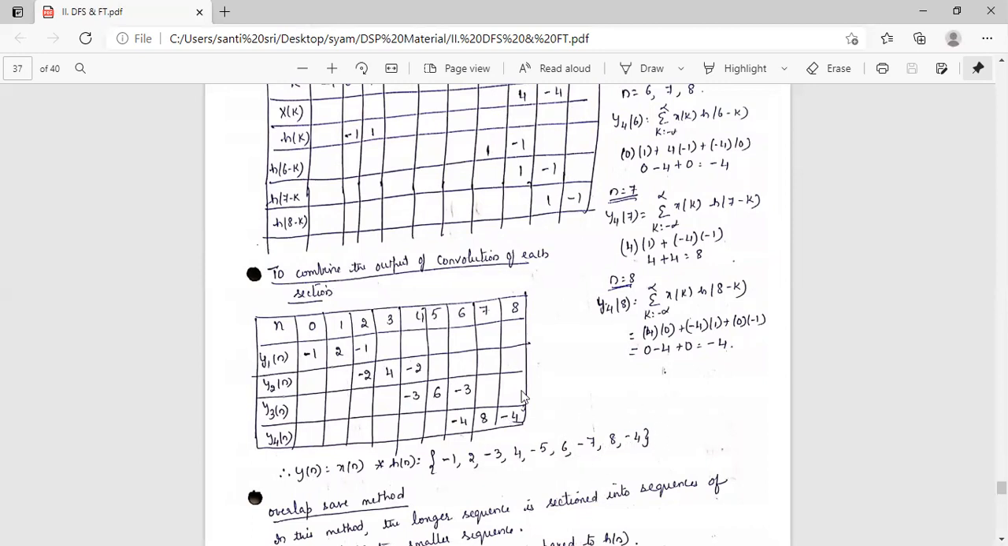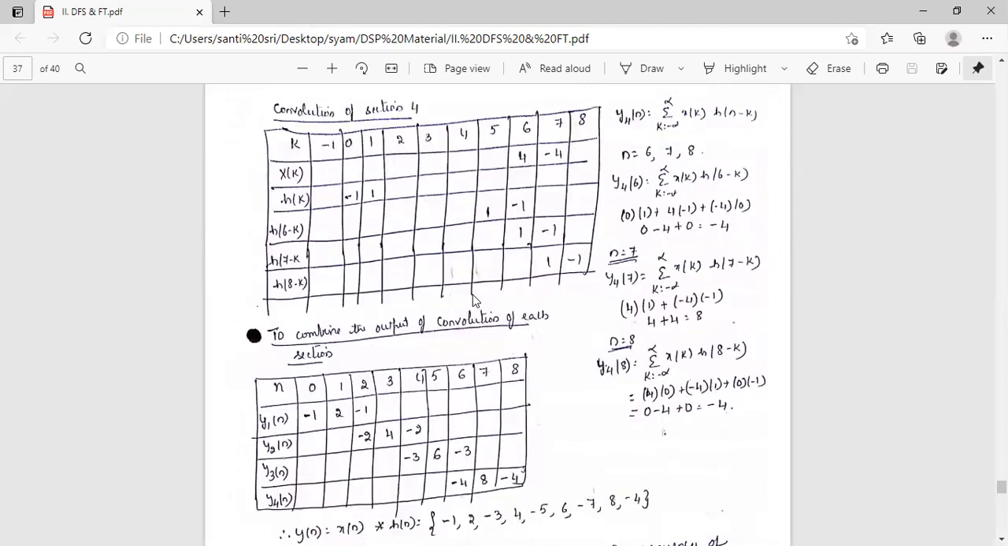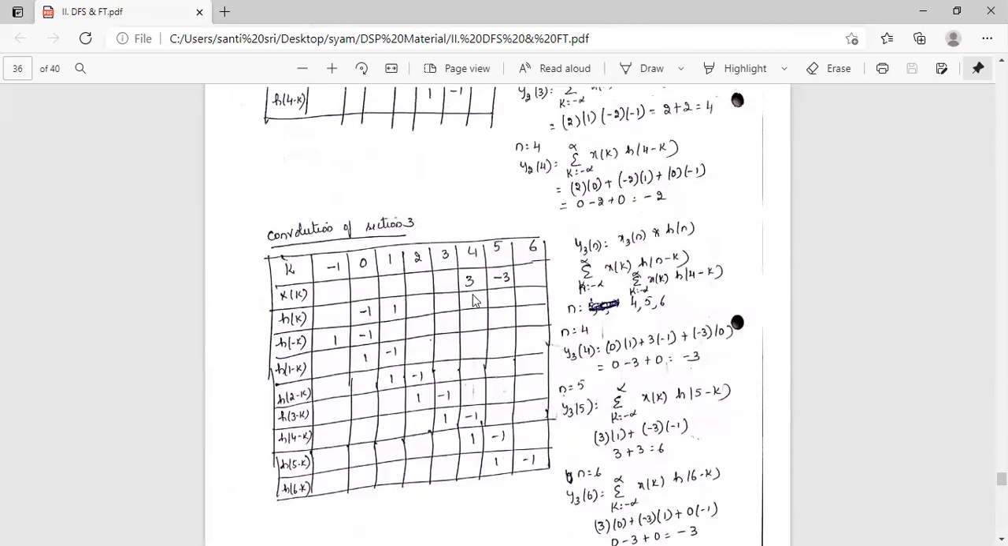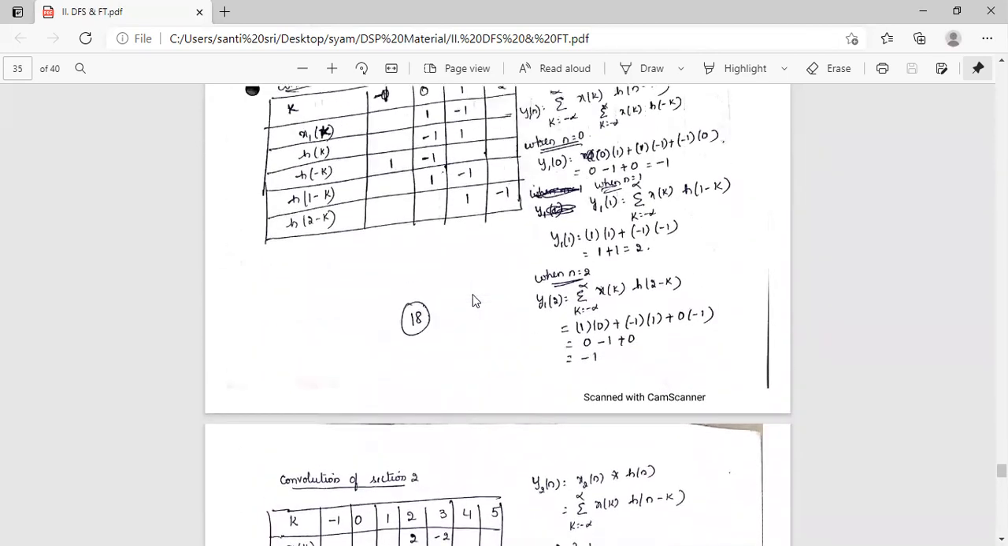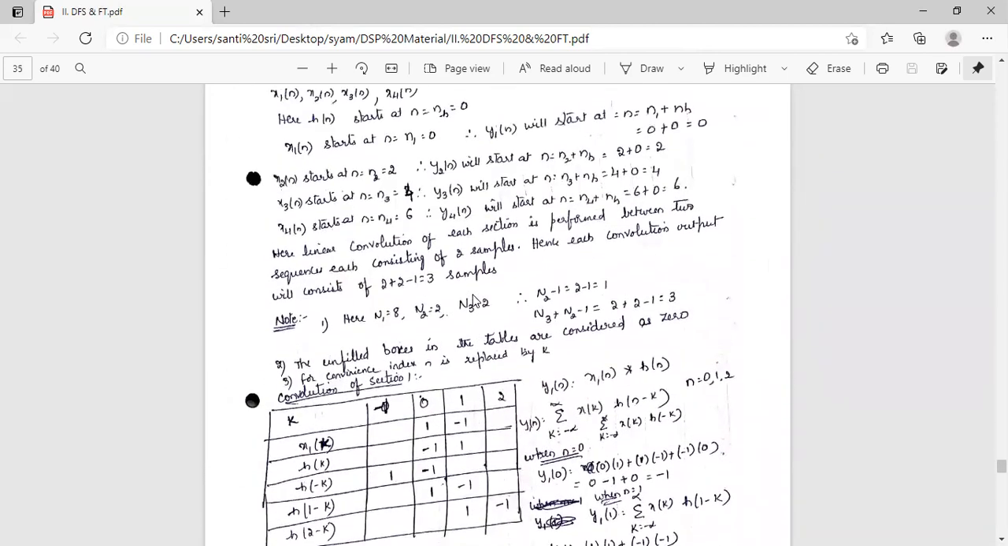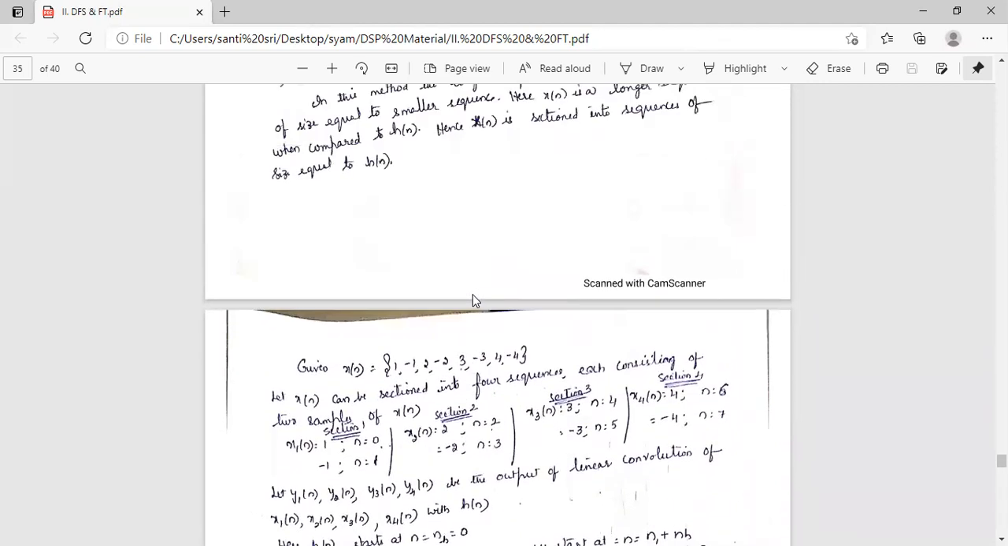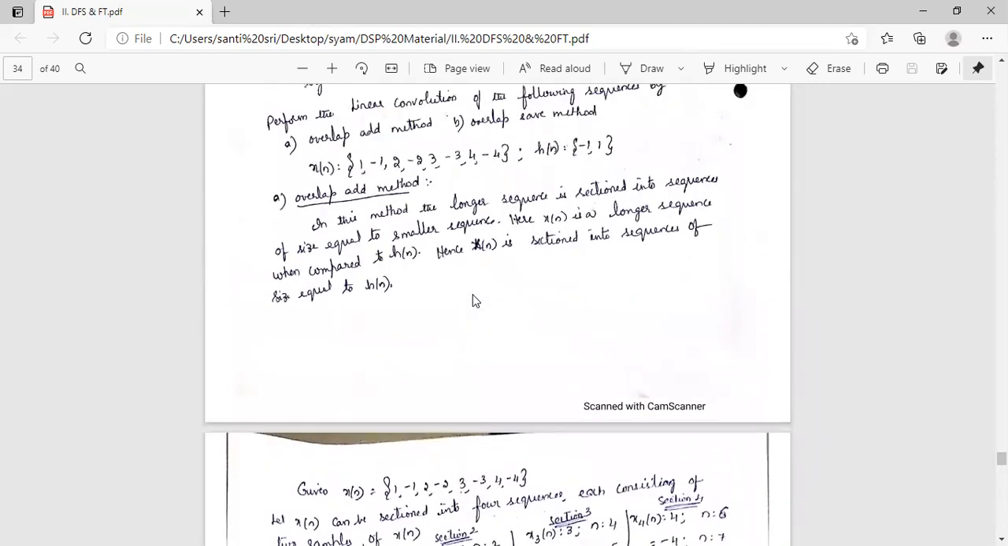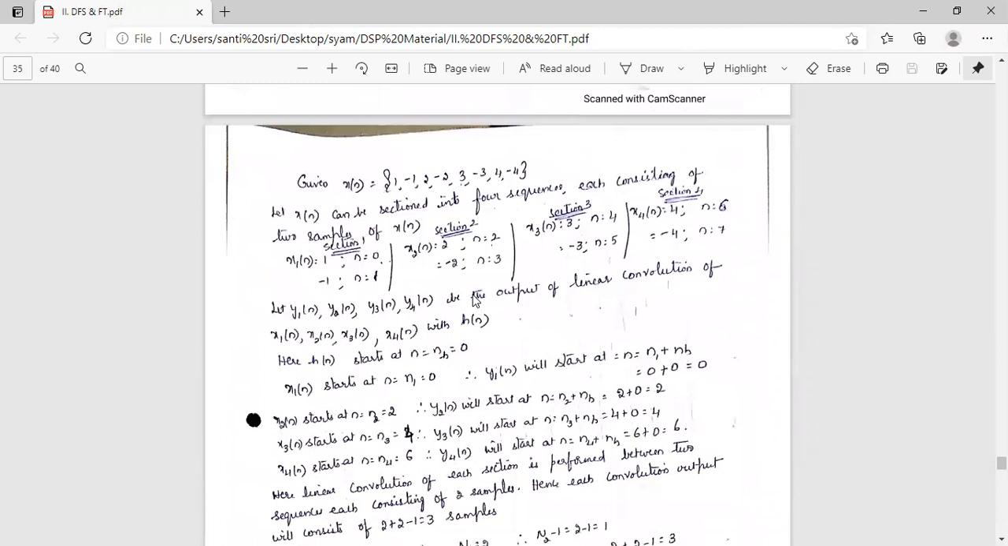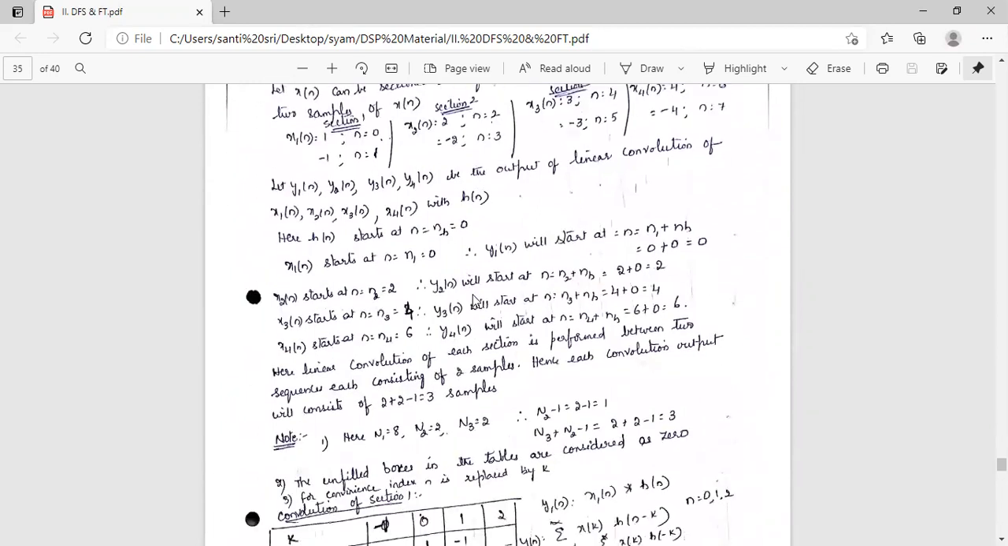This is the overlap add method. So do it individually so that we can understand this problem. In the next class, we will see the overlap save method. So by doing this problem, we can understand the overlap add method. I am concluding this class. Tomorrow we will see the overlap save method.